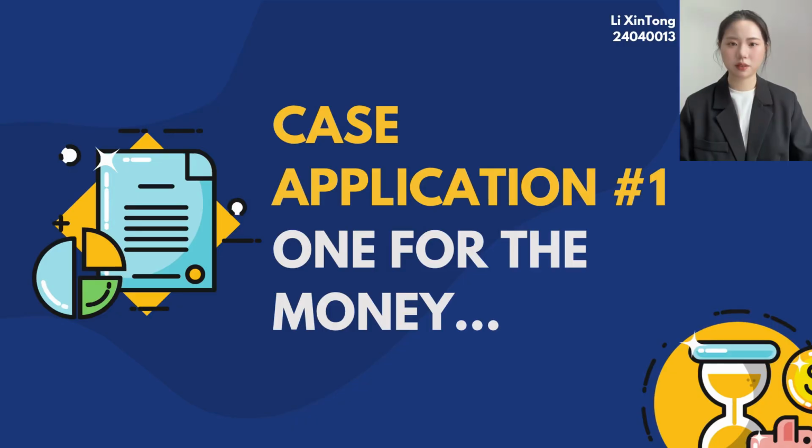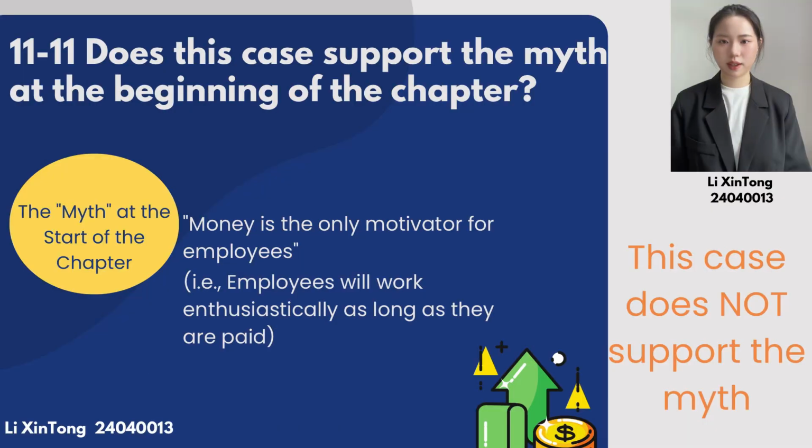In the Fundamentals of Management chapter on motivating employees, we have Case Application 1, One for the Money, which explores the UK's real living wage movement, from the 1999 national minimum wage to companies like IKEA and Chelsea FC voluntarily paying above the legal minimum. Today, I will analyze whether the case backs the myth that money is the only employee motivator.